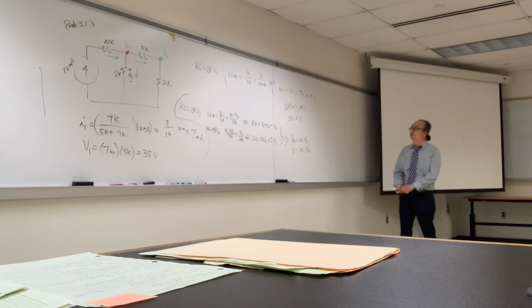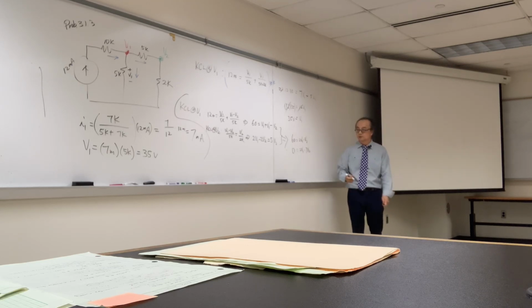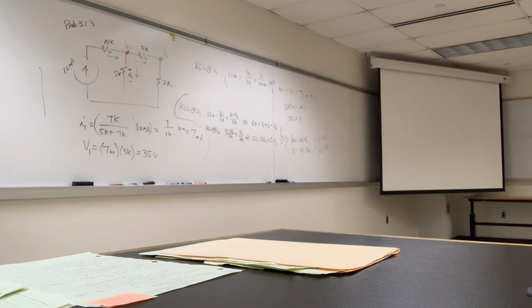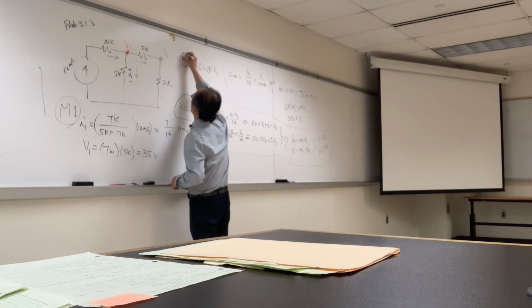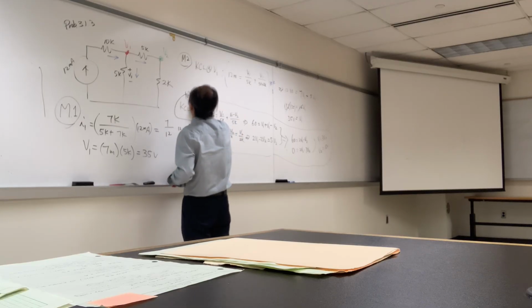Calculator, so V1 should be 35. V2, please: 10. Thank you. Yeah, so this is method 1, this is method 2, this is method 3.